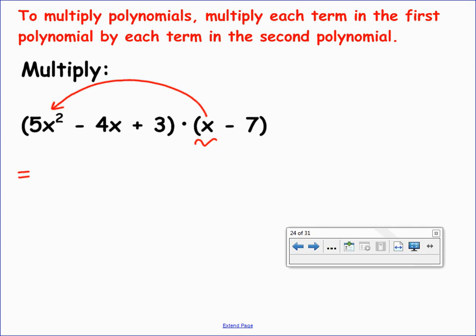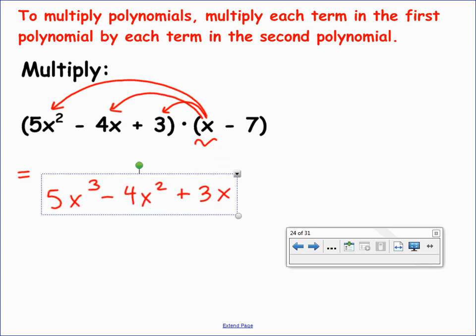Let's do it. x times 5x squared is 5x cubed. Then x times negative 4x is minus 4x squared. Then x times a positive 3 is plus 3x. And we're not done. Now we're going to take that second factor, that negative 7. We're going to grab onto that, and distribute it through that first quadratic trinomial, term by term, using multiplication. So now we'll focus on that double underlined negative 7. Here we go.